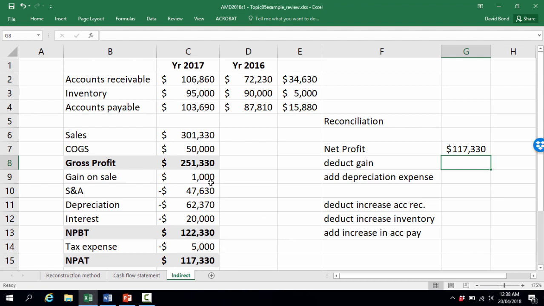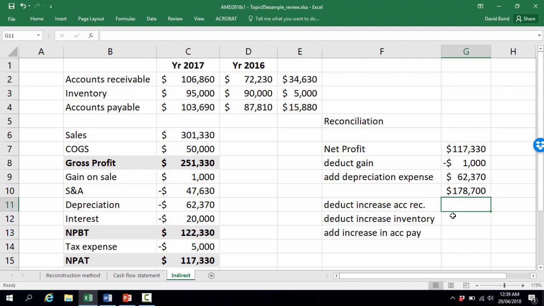So we need to get rid of this. So we deduct the gain. We then add back the depreciation expense of 62,370. And we add back that depreciation expense because it is a non-cash effect. That depreciation expense has effectively reduced sales to get to profit, but it's not cash, so it can't be treated as a sort of cash expense, if that is an actual term.